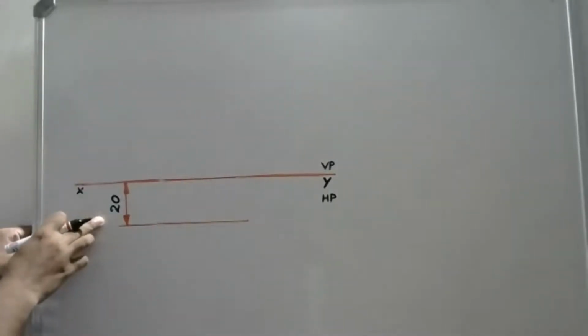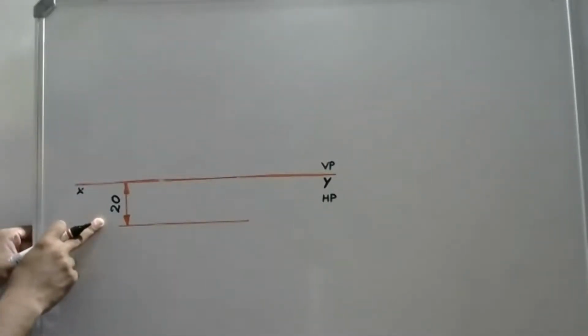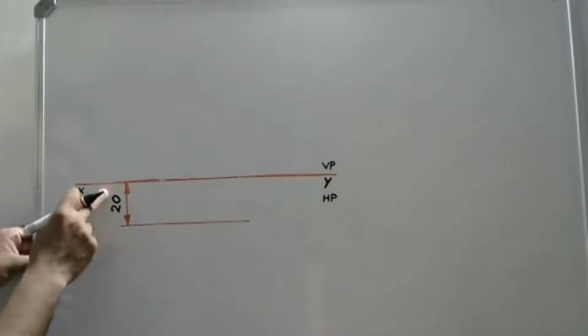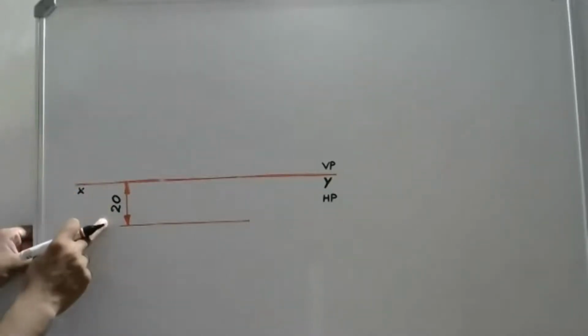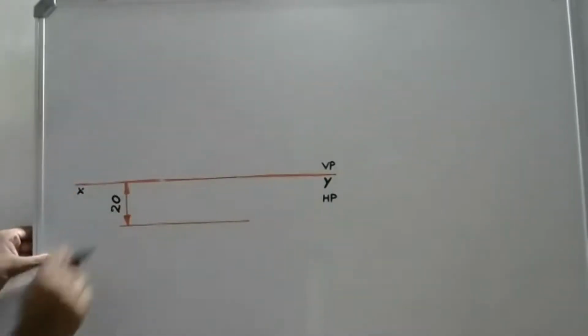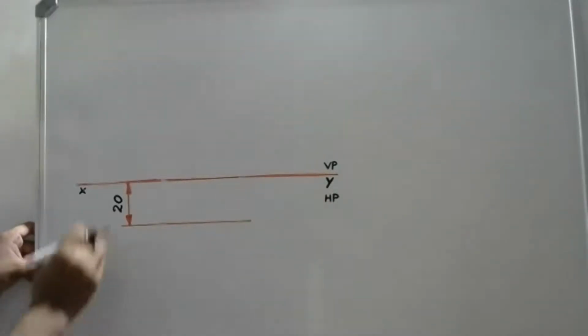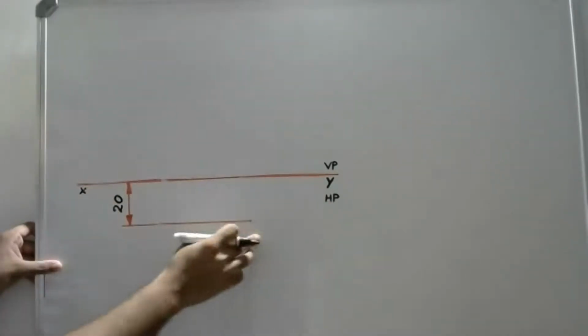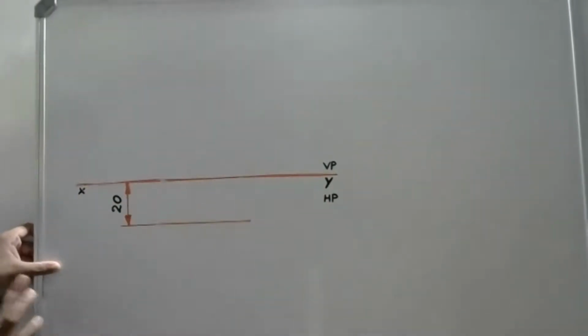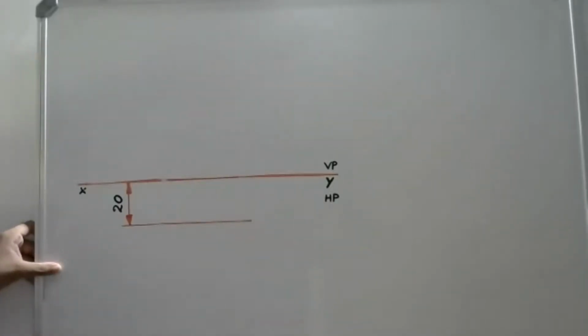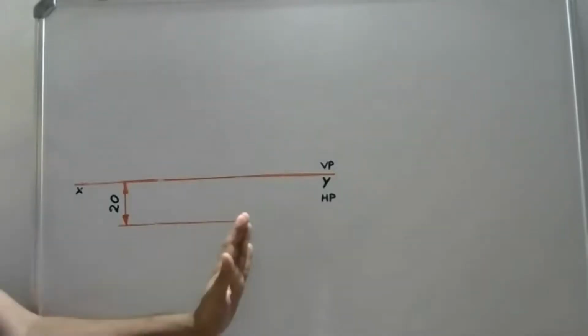As per our condition, one base edge is parallel and 20 mm in front. The distance in front with respect to VP is visible in the top view on the horizontal plane. So 20 mm in front will give the parallel line. Is it parallel with XY in the top view? Yes, sir. So we satisfied our condition.